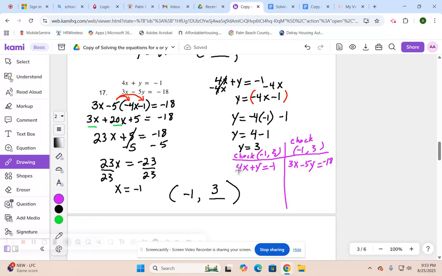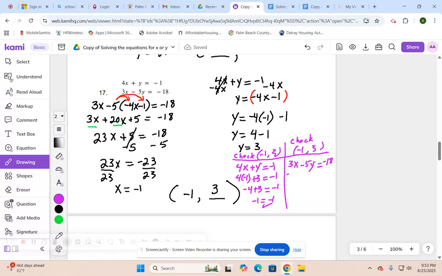Okay, so we're going to replace x with negative 1. 4 times negative 1 plus y, which is 3, equals negative 1. Well, that's negative 4 plus 3. It's negative 1. That means negative 1 equals negative 1. That is correct. It has to be a solution for the other equation also.